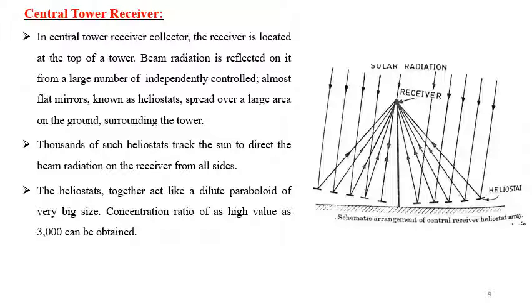This diluteness is generally termed the fill factor. A central receiver with a fill factor of 40% means that 40% of the land area is covered by mirrors. In the central receiver, the optical system is as shown in the figure, which has many mirrors separately mounted to act like a dilute paraboloid.